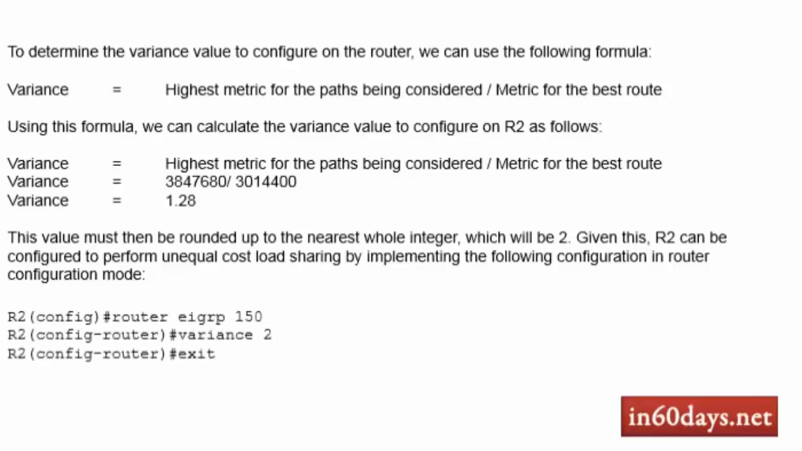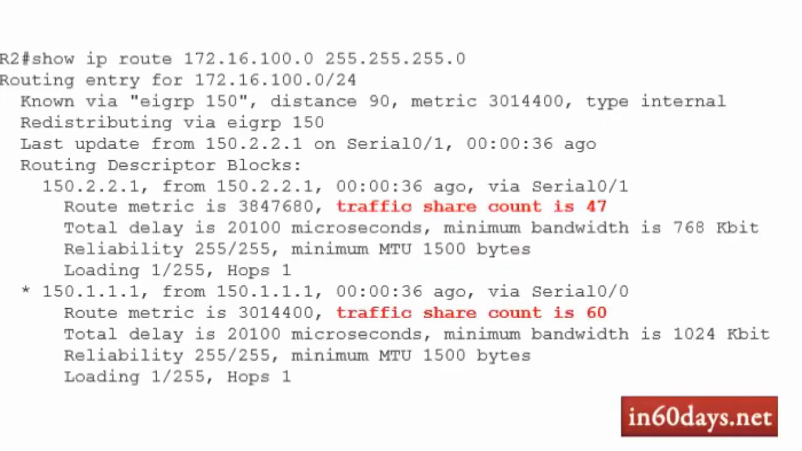So you'd issue the router EIGRP ASN number and then variance 2, and that's telling the router to permit the worst cost route. So now if you issue the show IP route, you can actually see both have been put into the routing table, and there's a traffic share. For every 47 packets on the 150.2.2 network, 60 will go on the 50.1.1 network, because that's still got higher bandwidth, so it's doing a proportional share.